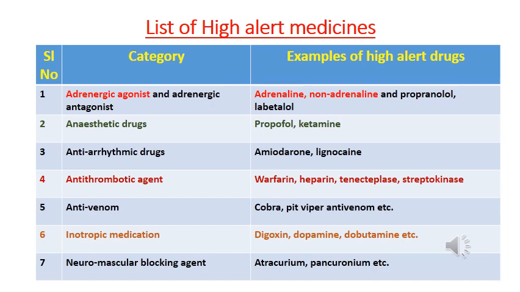Then number 4, antithrombotic agents, for example warfarin, heparin, tenecteplase, streptokinase. Number 5, the category is antivenom. The examples include cobra, pit viper antivenom, etc. Then number 6, inotropic medicine, that means which increases the rate and force of contraction of the heart, which includes the examples digoxin, dopamine, dobutamine. And number 7, neuromuscular blocking agents, as for example atracurium and pancuronium, etc.